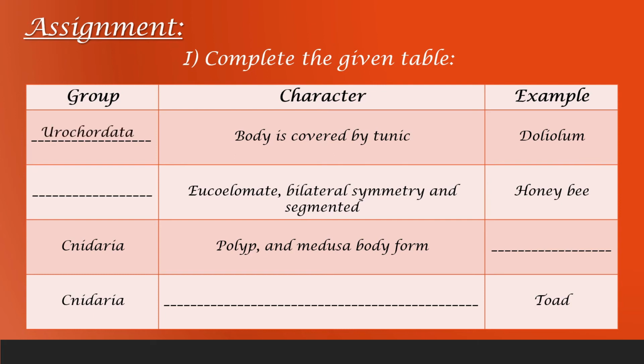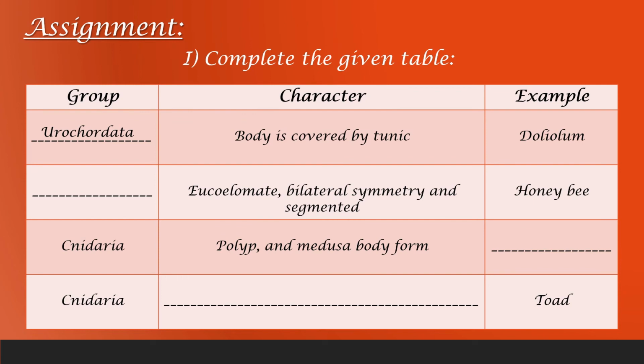Then the second one, again you are supposed to identify the group. The character given is the organism is eucoelomate, with bilateral symmetry and segmented. An example given is honeybee. So in which group does it belong? Yes, correct. It belongs to group Arthropoda.